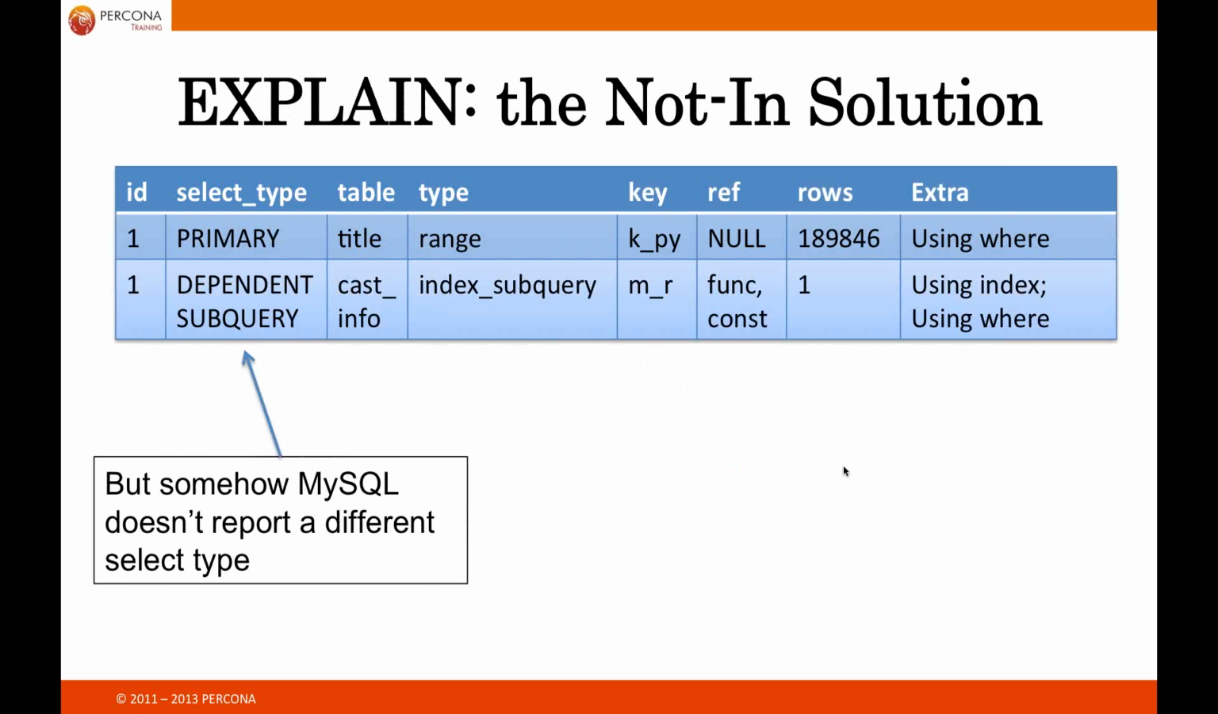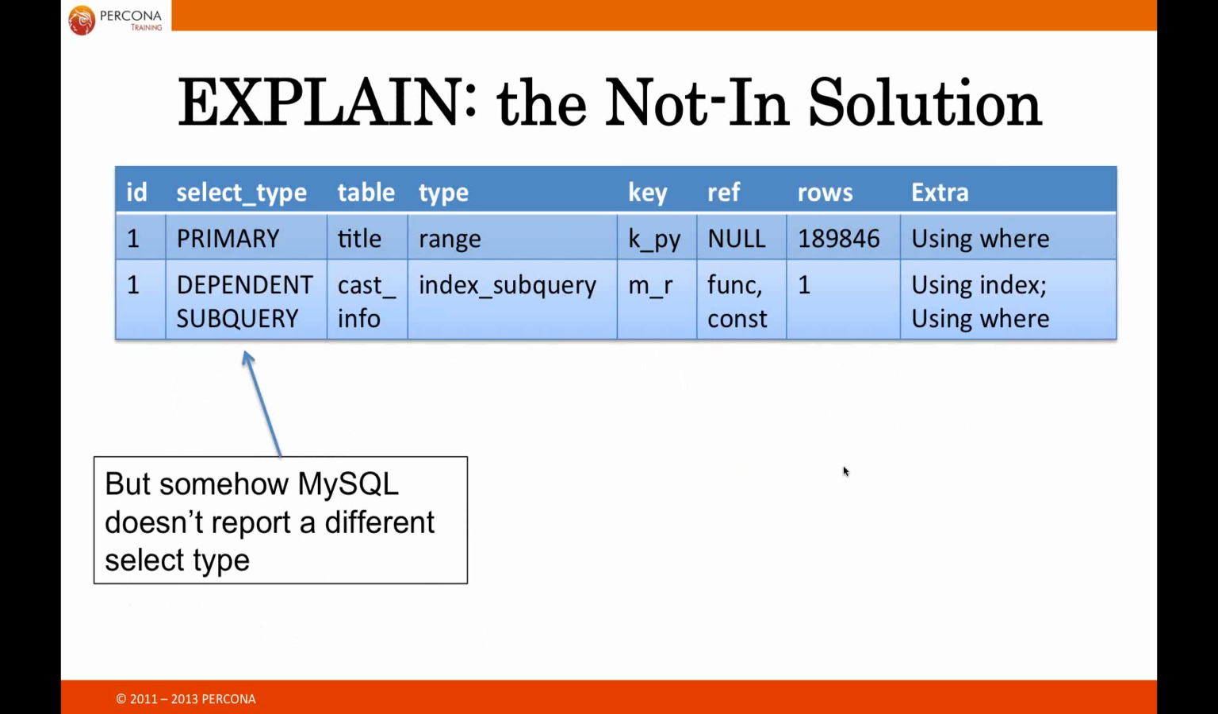The explain showed me what it was doing. It did the same thing for the primary table, the title table, did a range scan because it was looking up a kind and a production year range. And then the dependent subquery was actually changed to an index subquery lookup, so it's actually able to scan the index only. It makes benefit of the covering index effect.